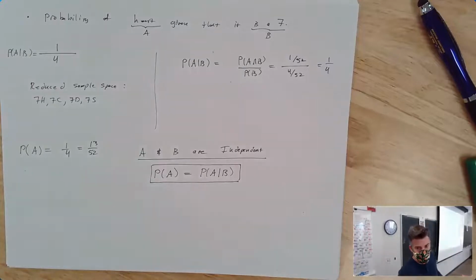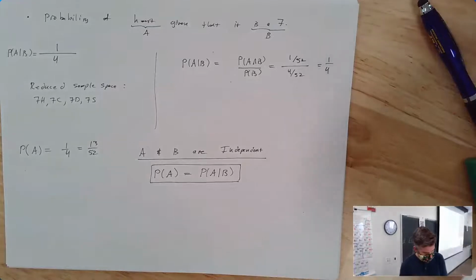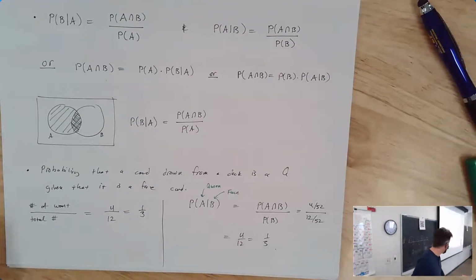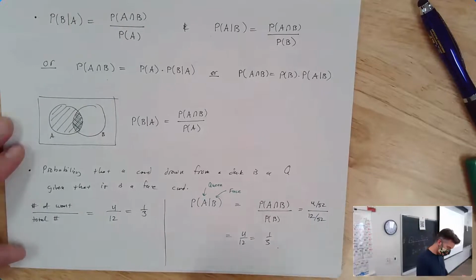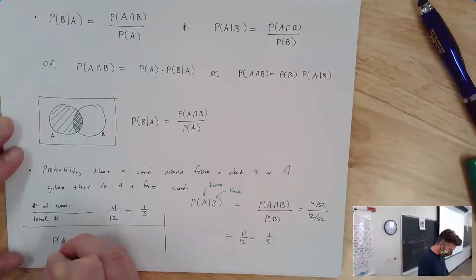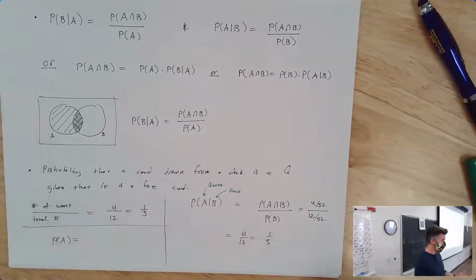How would it differ if they weren't independent? Well, kind of like in the previous example we did, in fact, this last example, the probability of the card drawn from a deck is a queen, given that it's a face card. The probability of getting a queen in general, right? So if we call A getting a queen, here the probability of getting a queen is 4 out of 52.